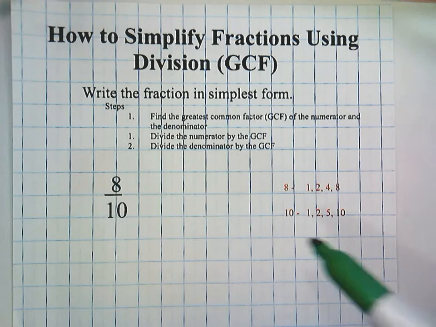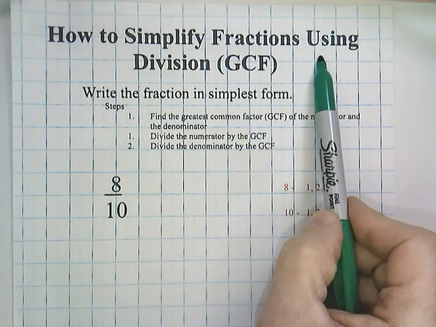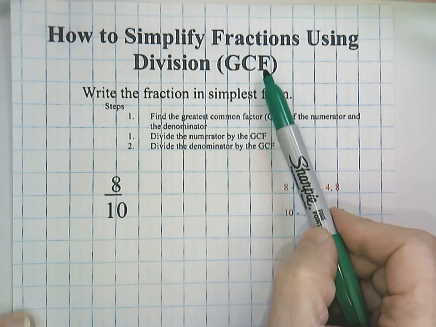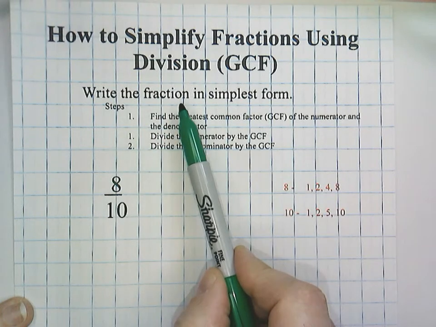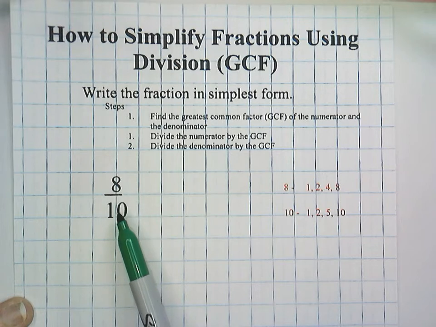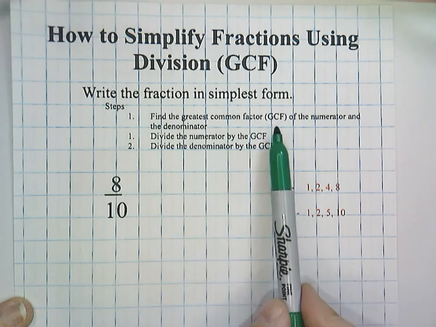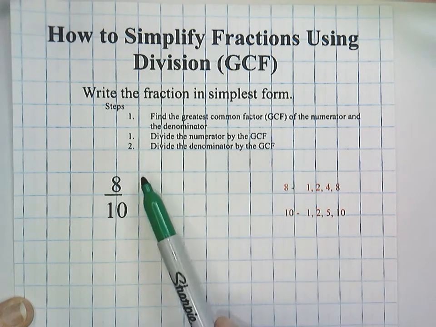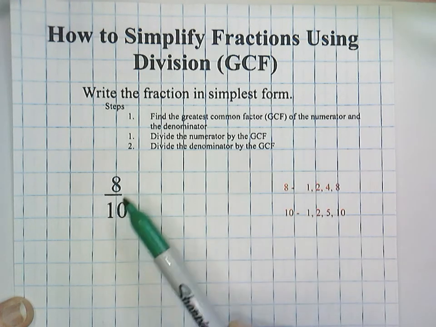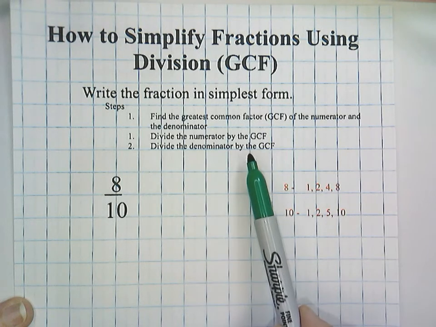W here. Our topic today is how to simplify fractions using division, also called GCF or greatest common factor. Write the fraction in simplest form. So the fraction we're going to do is 8/10, and we're going to follow 3 simple steps. We're first going to find the greatest common factor for the numbers 8 and 10, which is the numerator on the top and the denominator. Then we're going to divide the numerator by the greatest common factor and also the denominator.